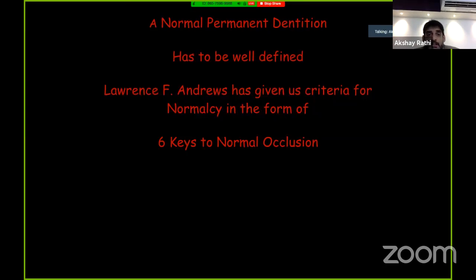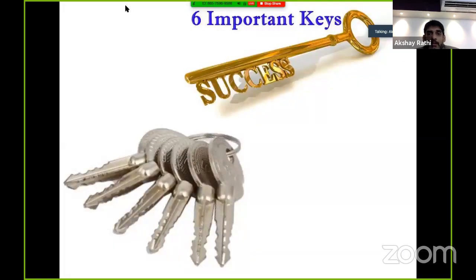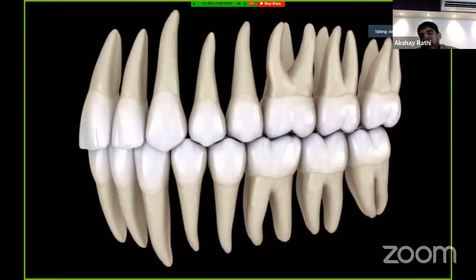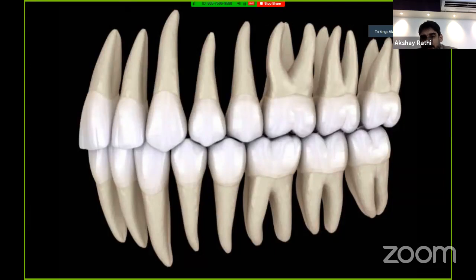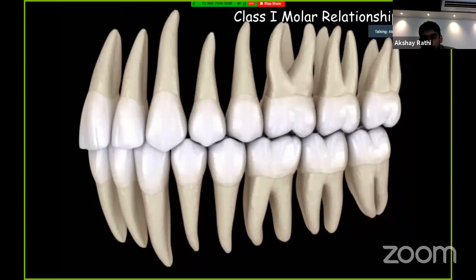The first key to normal occlusion is the molar relationship. The mesiobuccal cusp of the upper 6 must occlude with the buccal groove of lower 6. This is class 1 molar relationship. So I usually like to keep it simple. I will not call the 6 the permanent maxillary first molar. I will just say that your mesiobuccal cusp of upper 6 should occlude with the buccal groove of lower 6.